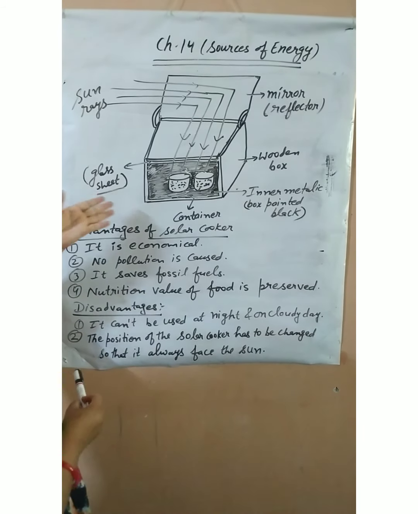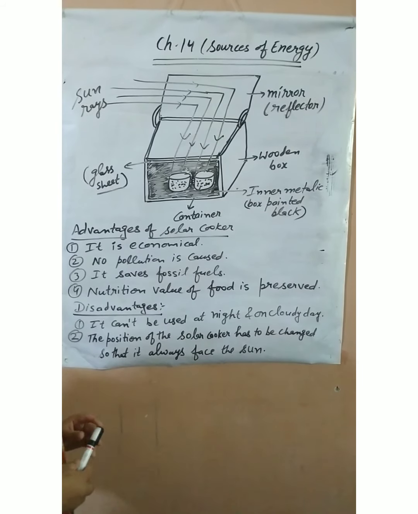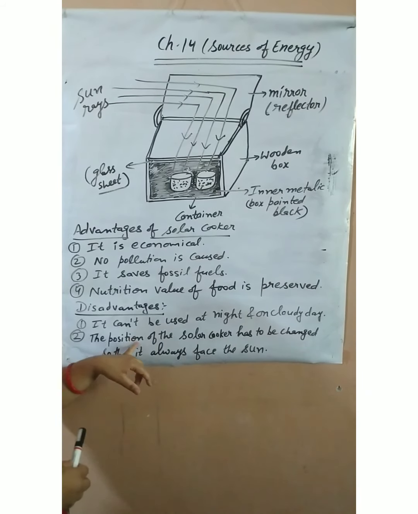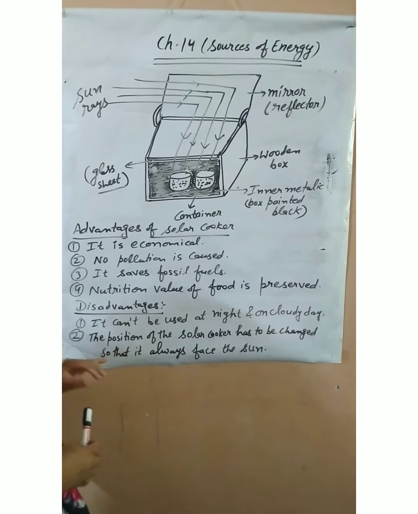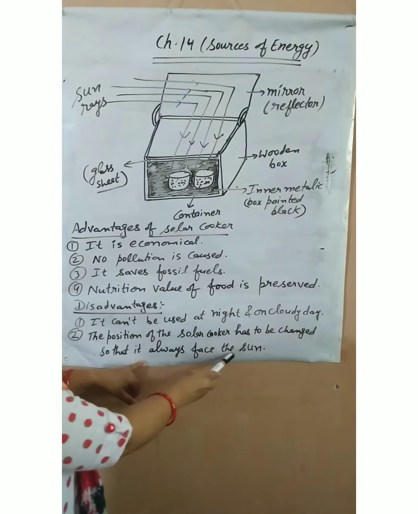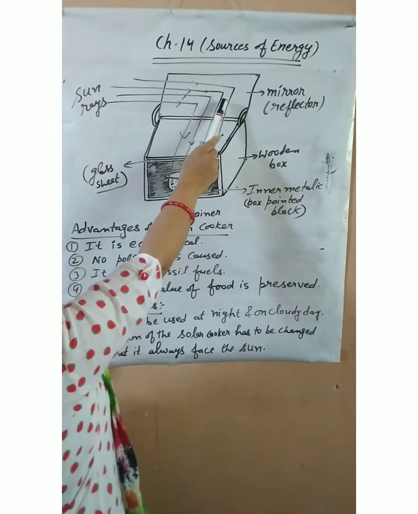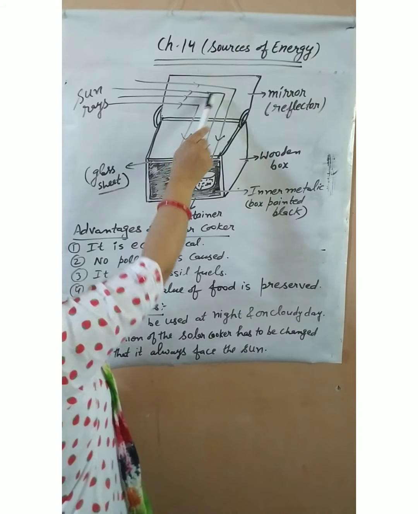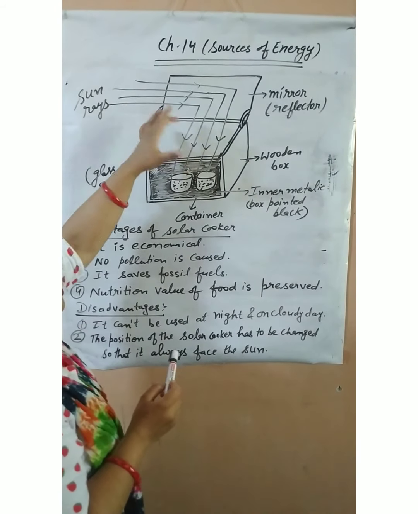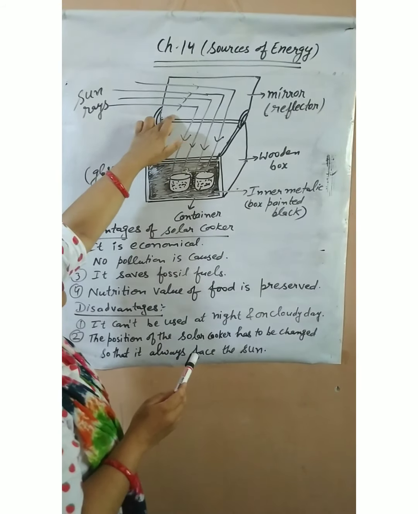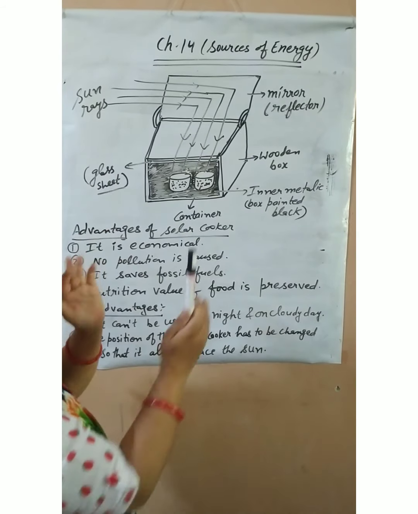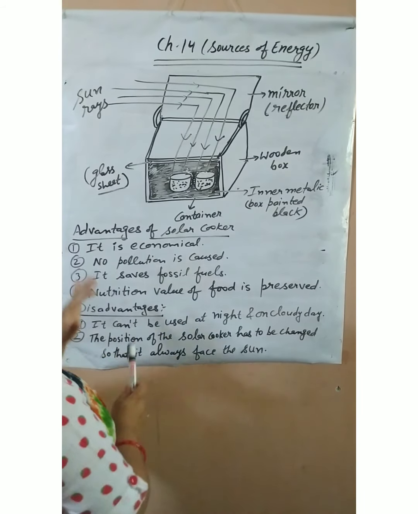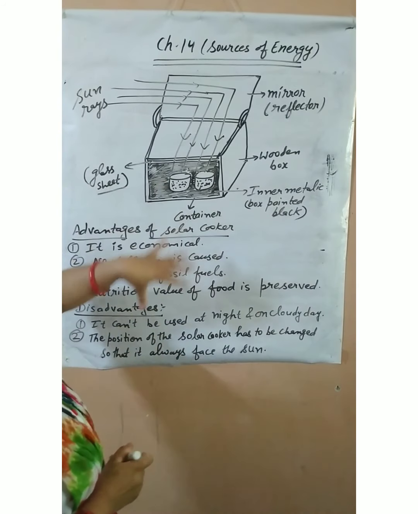Next one, it takes a long time to cook the food inside the solar cooker. Moreover, the position of the solar cooker has to be changed so that it always faces the sun, because this plane mirror reflects the sun rays when sun rays fall on it. So that's why we have to change the position of this reflector also according to the sun. So these are a few disadvantages of the solar cooker.